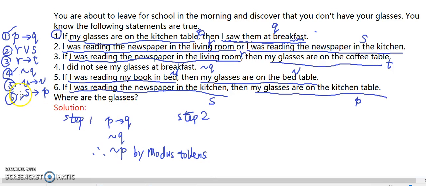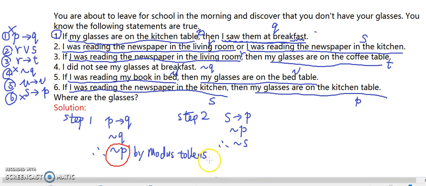Because we also know statement 6, we use statement 1 and statement 4, and we get this conclusion: negation of P. If we translate it back, P means my glasses are on the kitchen table, so negation of P means my glasses are not on the kitchen table. Now, if we continue using number 6, if S then P, and we use the conclusion from step 1, negation of P, therefore we get negation of S.